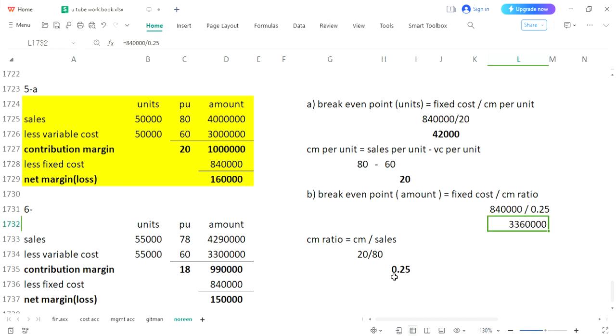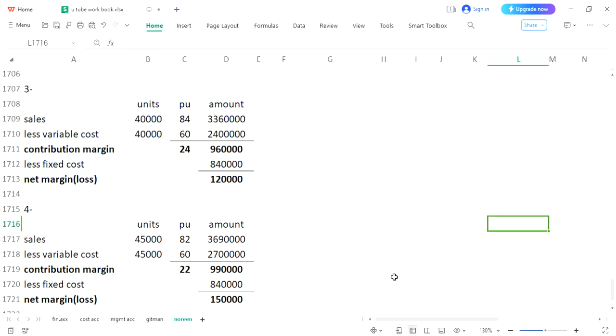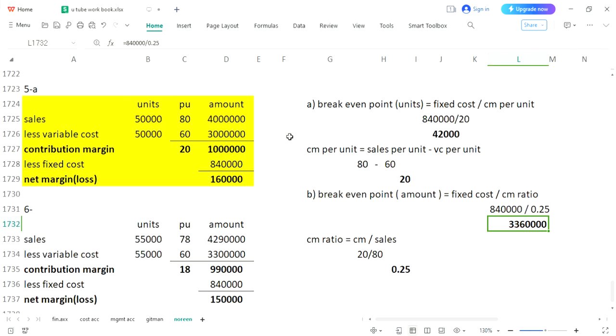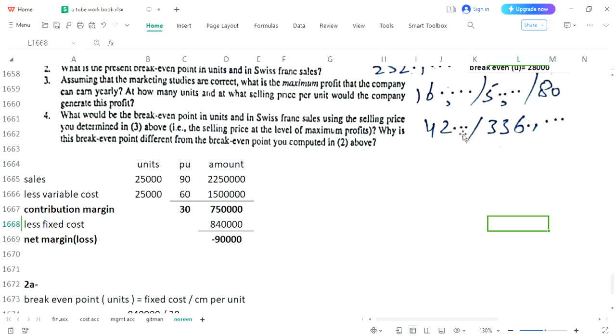So with this, you can see 3,360,000 is your answer. So both break-even points we have calculated: 3,360,000 here, and 42,000 break-even units that was mentioned.